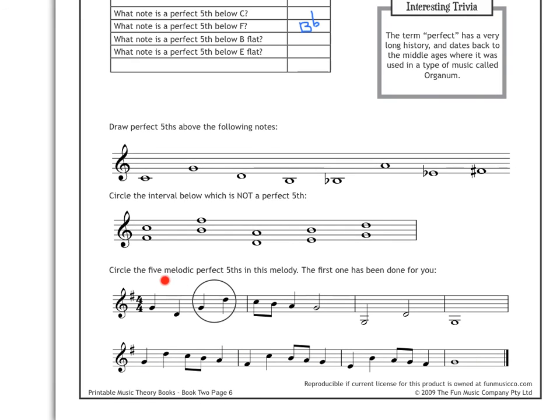Melodic basically means it's one note after the other, as opposed to both notes happening at the same time. This is a simple little melody, so what you will find are melodic intervals, as opposed to harmonic intervals. Melodic intervals means you have one note after the other. Harmonic means the notes happen at the same time. So don't even worry about the word melodic. It just means one after the other. So find the perfect fifths in this melody. Find out as many as you can. And that's our lesson for today.